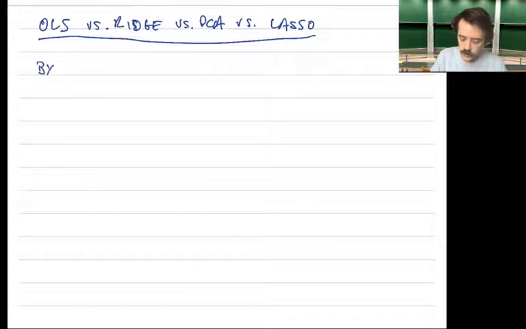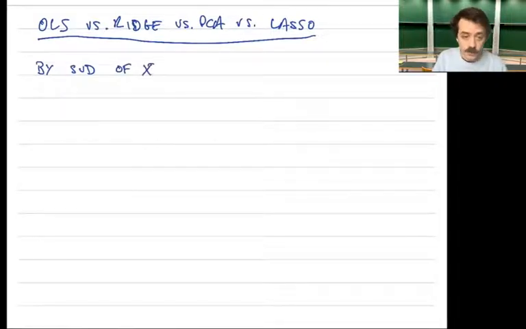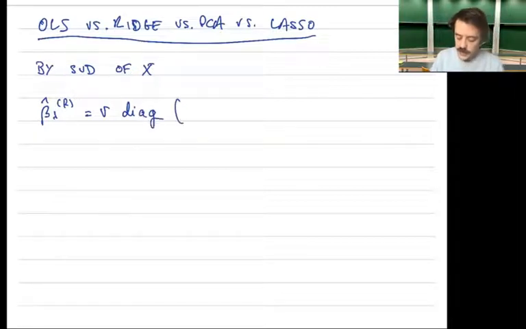What we're going to do is to try to compare these methodologies. To begin with, we want to have some mathematics to be able to compare them. Basically the SVD is going to be very useful. So by the SVD of the design matrix, we have the following. The Ridge estimator for the betas, beta lambda, is going to be equal to the V matrix that we had times a diagonal matrix, and then we specify the diagonal entries.